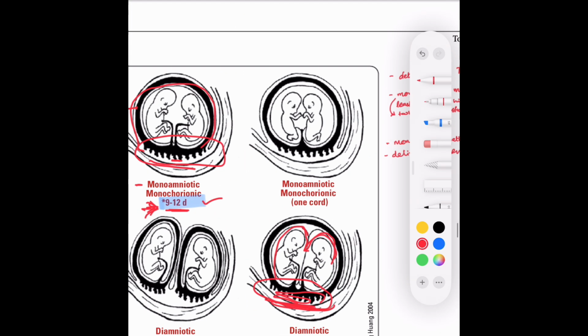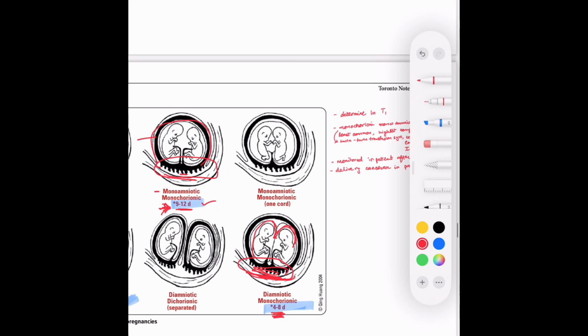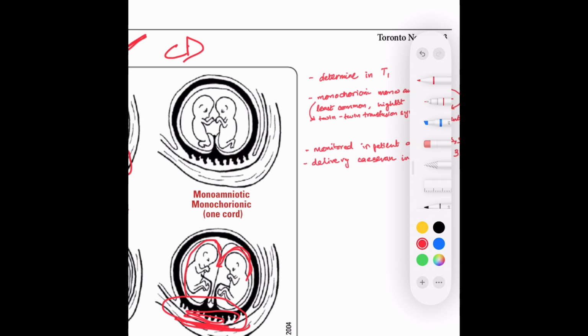Just like here, monochorionic and monoamniotic, which we discussed, right? That is why we discussed cesarean delivery for them. So these are the least common because they're so indecisive. They happen at 9 to 12 days. They divide at 9 to 12 days, but they have the highest complication rates.